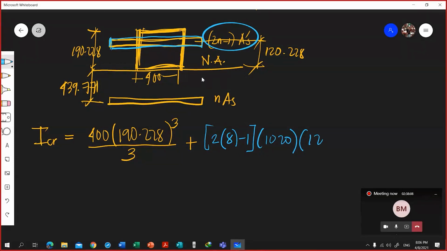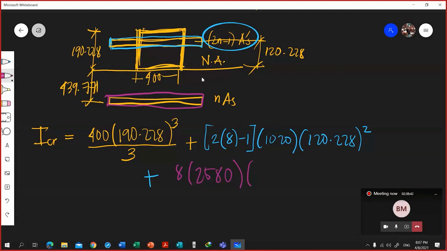So we have 120.228 squared, plus the next area, this area right here, which is equal to nES. Your n is 8 and your ES in tension is 2580, multiplied by the distance of the centroid of this block to the neutral axis, which is 439.771. Don't forget to square that value. It's AD squared.